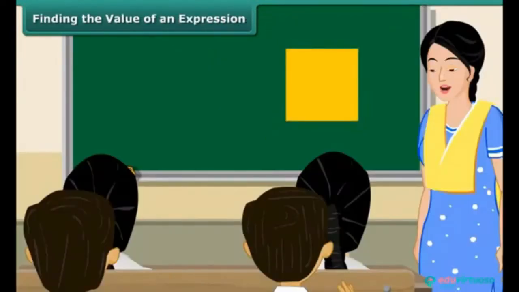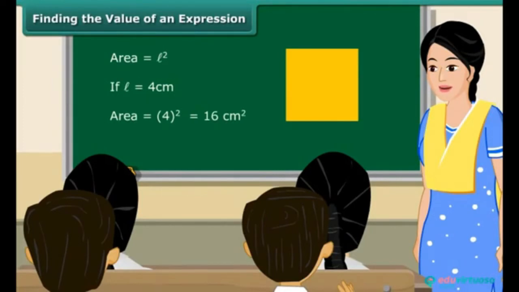See this square? It has an area equal to L square. If the value of L is equal to 4 centimeters, then what would be the area of this square? That's right, it would be 16 centimeters square.